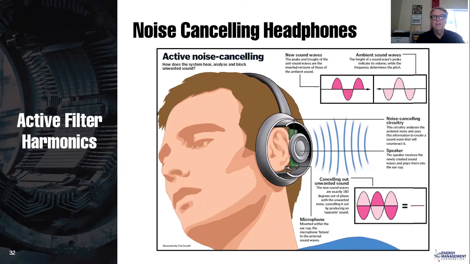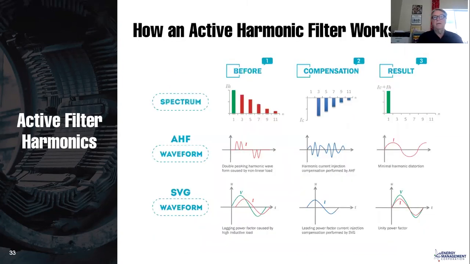So the way they work is they have a microphone, and the microphone measures the noise coming through those headphones, and then we have a speaker, and the speaker creates more noise. But the more noise that it creates is 180 degrees out of phase with the noise coming in through the ear cups and from the plane. So because it's 180 degrees out of phase, it cancels the noise coming in from the plane. That's exactly the way that active filters work. Not active bridges in the drive, but active filters on the bus.